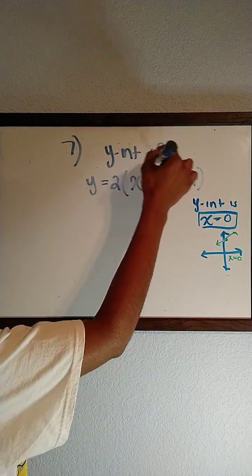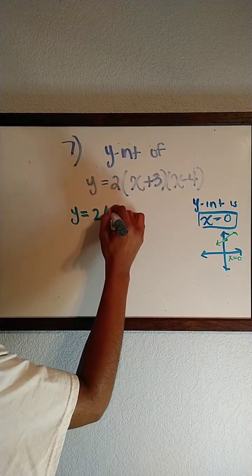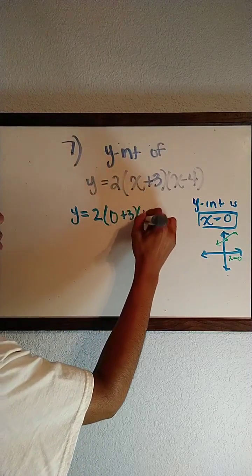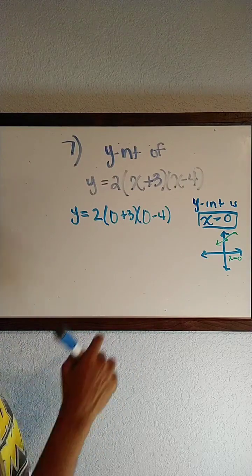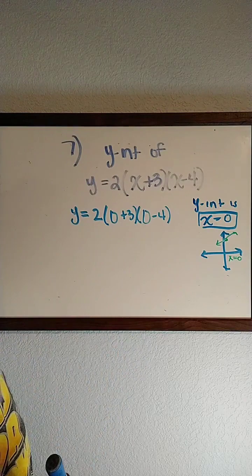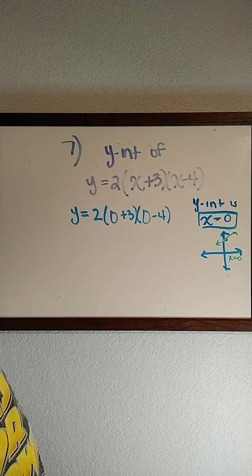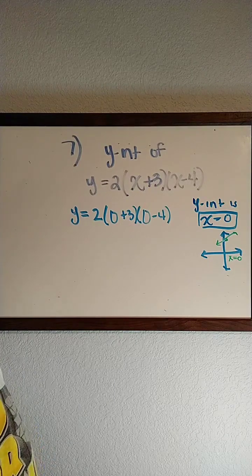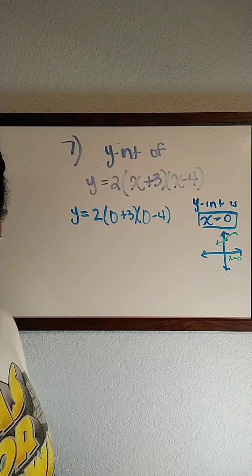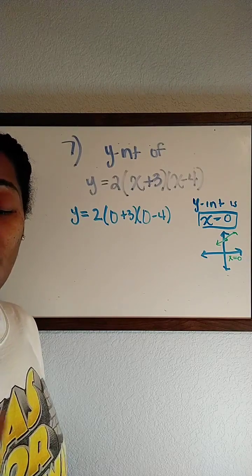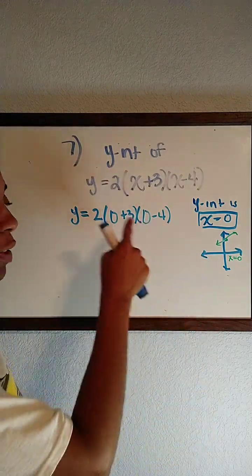Now, I'm going to use this information so that I can find what y is equal to. I'm going to insert 0 everywhere there's an x. So now y is equal to 2 times 0 plus 3 times 0 minus 4. Why did I put 0 right there? What was the purpose of me putting a 0 inside this equation? I want to solve for y, and x is always 0 when we're solving for the y. So when we're trying to find the y-intercept, we have to put a 0 in there.